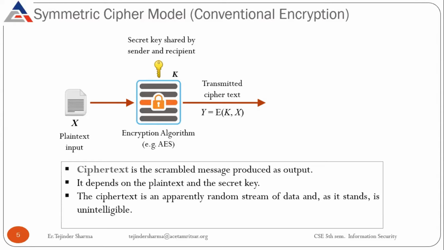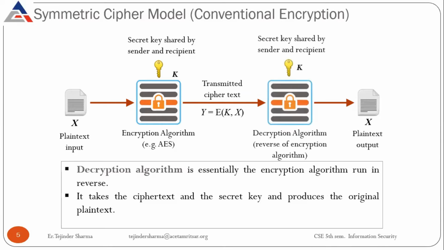Now, transmitted is the ciphertext, which is a scrambled or unreadable message produced as the output, and it will depend upon the plain text and the secret key. The encryption algorithm will take the key to convert the plain text into the ciphertext. Although the plain text which is being fed to the encryption algorithm is not dependent on the key, the encryption algorithm will use the key to convert it into the ciphertext. So the ciphertext is an apparently random stream of data, and it stands as unintelligible, meaning it will not be readable.